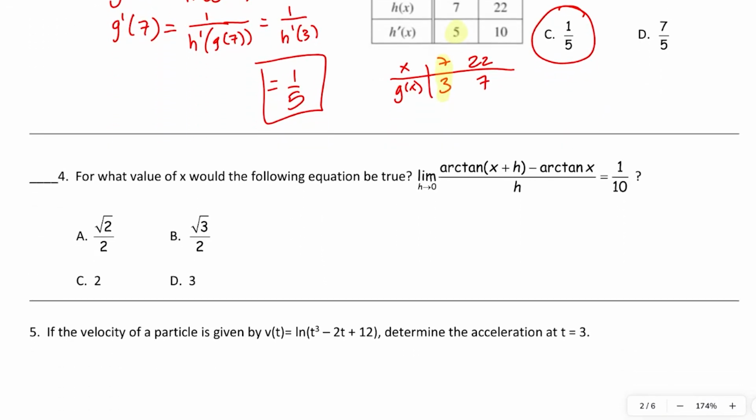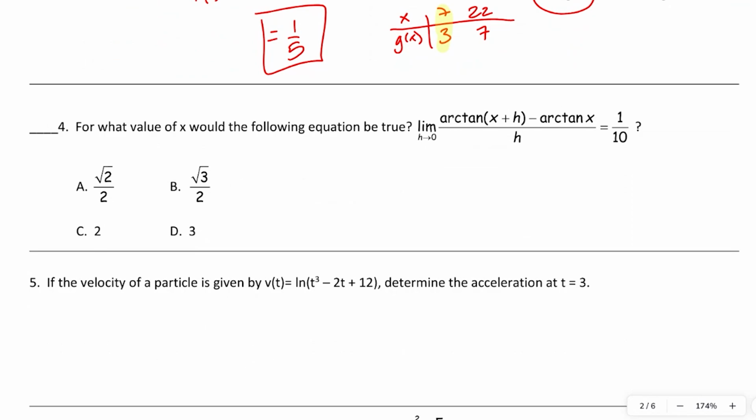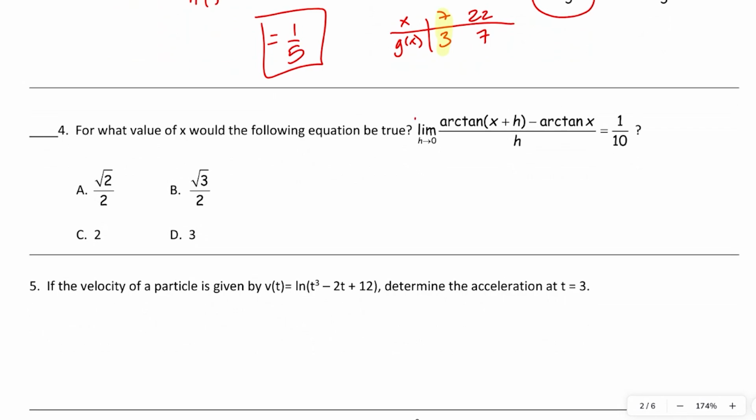Number 4, for what value of x would this be true? Okay, so this looks like a complicated limit question, but really this is a derivative question. This limit is written in the form of the limit definition of the derivative. So this whole thing right here equals the derivative of this function right here. So it's the derivative of arctangent of x. So we want to find the derivative of that.